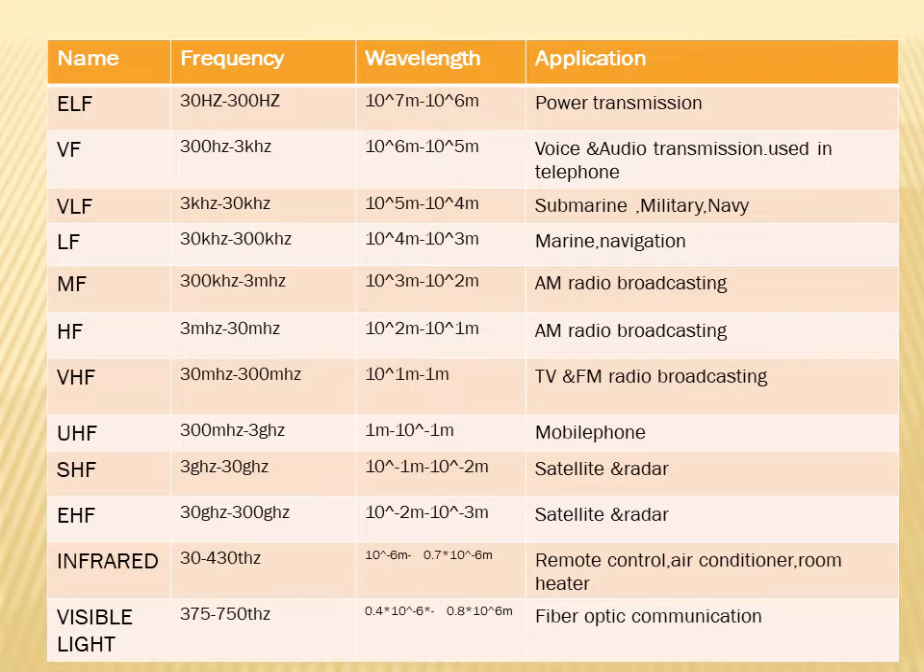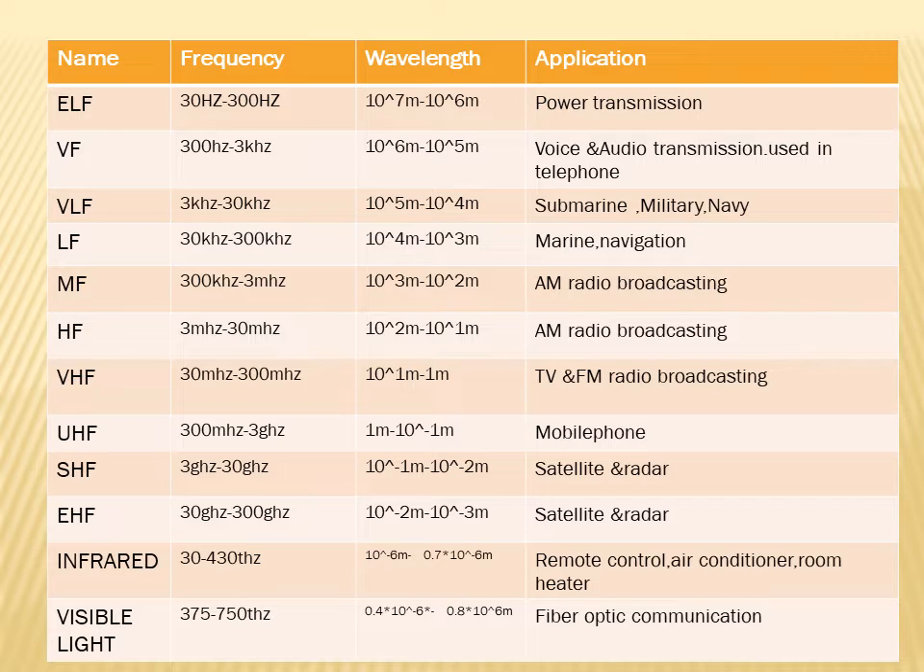Next one, it is the SHF. This SHF, it is the super high frequency. Its frequency range is 3 gigahertz to 30 gigahertz. Its wavelength is 10^-1 meter to 10^-2 meter. It is used in satellite and radar.